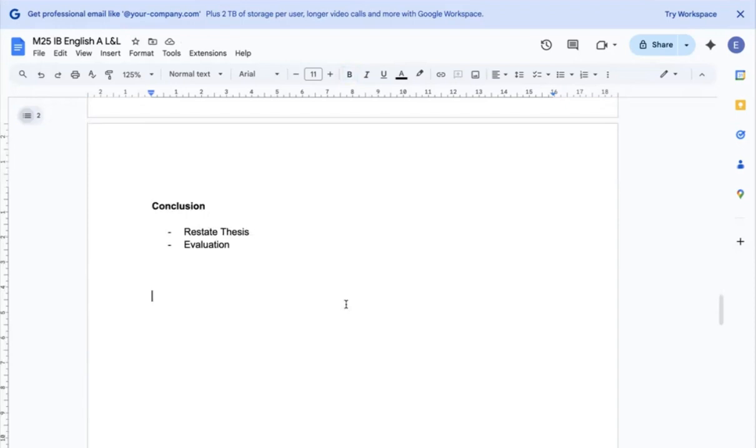Alright, for the conclusion, I don't recommend you spend too much time on it. Simply restate the thesis, obviously paraphrased, and in one or two sentences point out some limitations of the extract in achieving its purpose, which is evaluation. That would be enough. So it's done for question 1. Let's move on to the next extract.